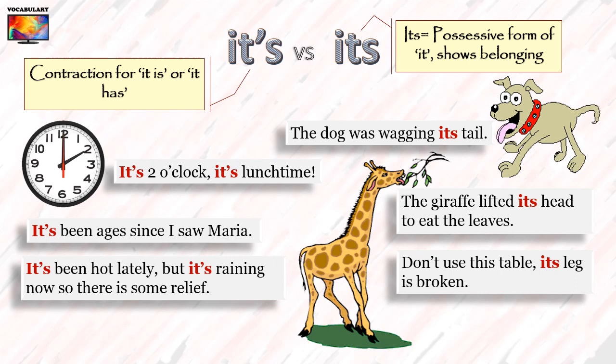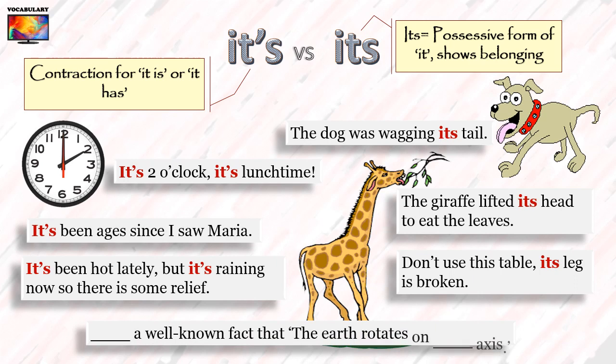Try reading the last one in this manner. Don't use this table. It is leg is broken. Absurd, isn't it? So we can't use it apostrophe s here. One sentence which requires both versions of its is: it's a well-known fact that the earth rotates on its axis. Try filling the correct spelling in both blanks. And the answers are: it is a well-known fact that the earth rotates on its axis.